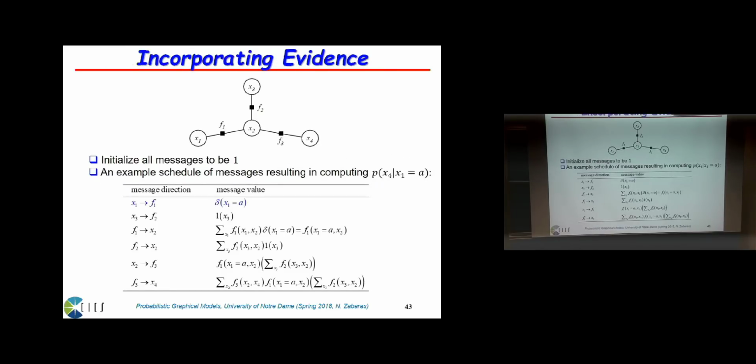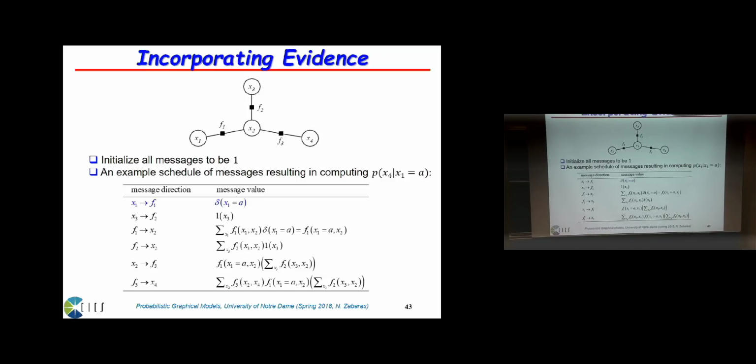Oh, actually, maybe we should do this example just for a difference. In this example, the only thing that is different is I give you evidence that x1 is equal to a. All right, and you notice the elimination algorithm, like we did before, is practically identical. The only difference is that you have to propagate the information that x1 is equal to a, and the way you do this is by sending a delta function from x1 to f1.